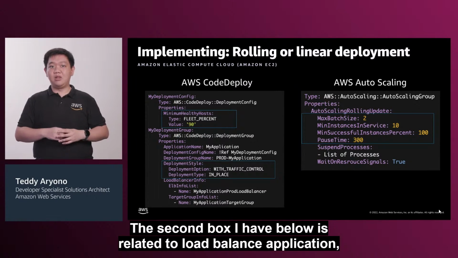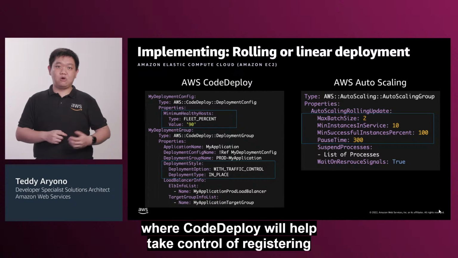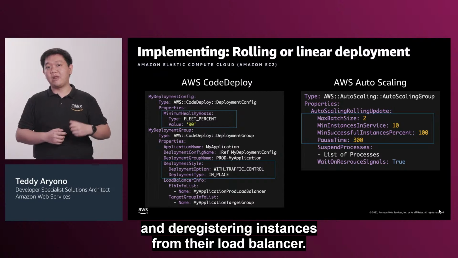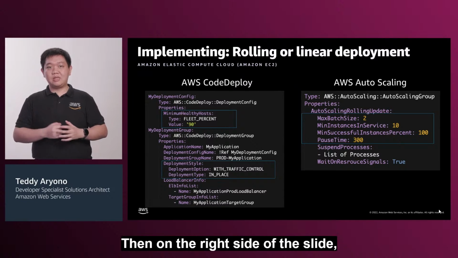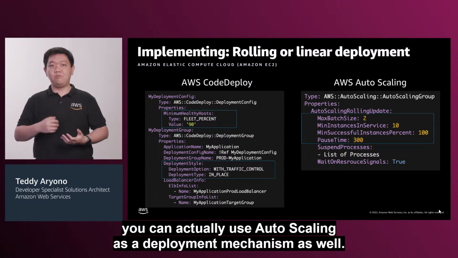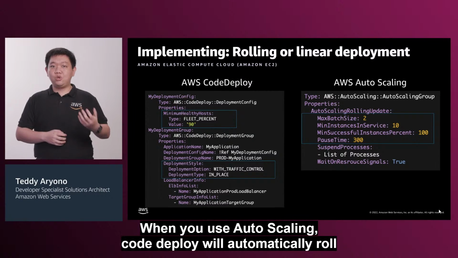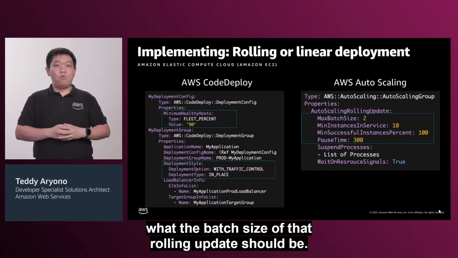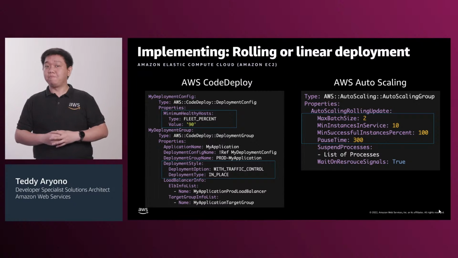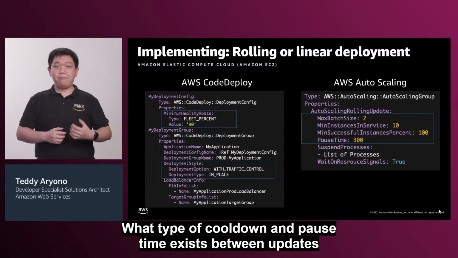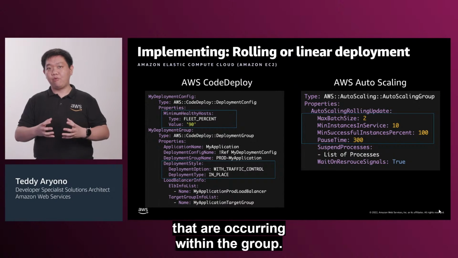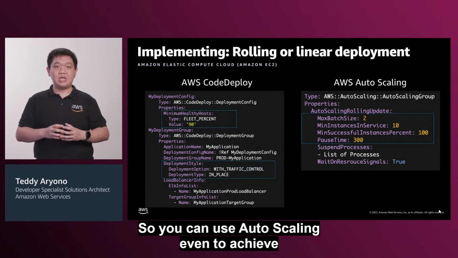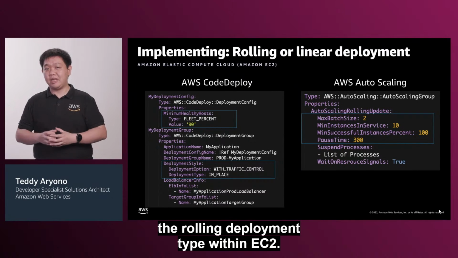The second box I have below is related to the load balancer, where CodeDeploy will help take control of registering and deregistering instances from their load balancer. Then, on the right side of the slide, you can actually use autoscaling as a deployment mechanism as well. When you use autoscaling, CodeDeploy will automatically roll a new set of servers into a new autoscaling group at the rate at which you define the batch size of that rolling update, and what type of cooldown and pause time exists between updates occurring within the group. So you can use autoscaling even to achieve the rolling deployment type within EC2.